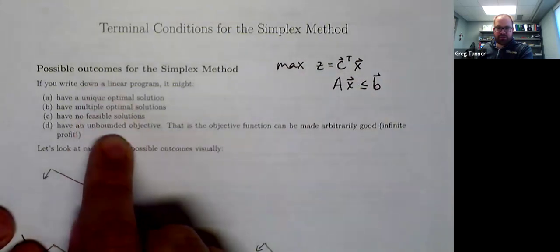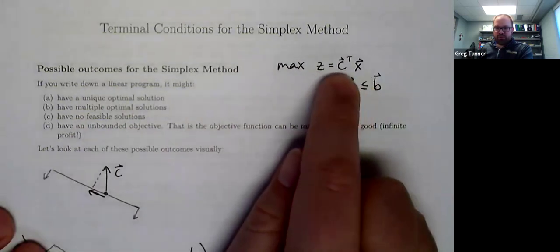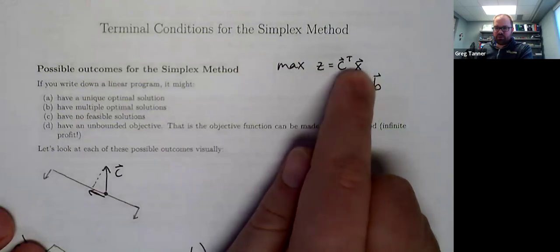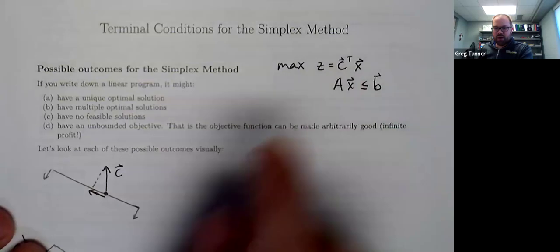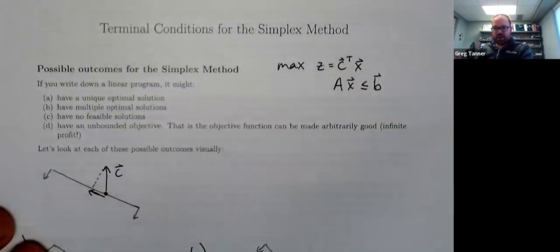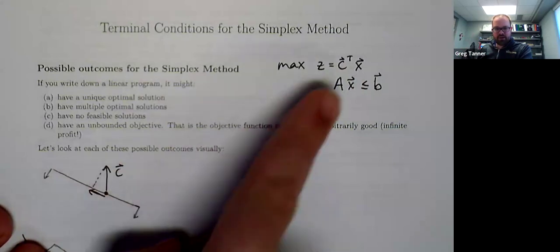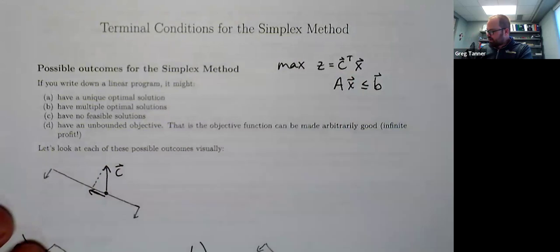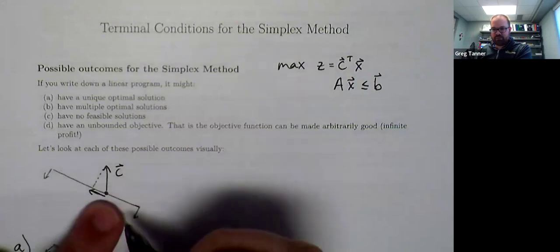Let's look at each of these options visually. When you look at the objective here, this C vector, a row vector that we're multiplying with our variables, encodes the direction of the objective function, and that's the direction of steepest increase for the objective function. So if you have a constraint, like this one that I've sketched out here, and a C vector that's the direction of your objective, the simplex method will always move you along the boundaries of the constraints.